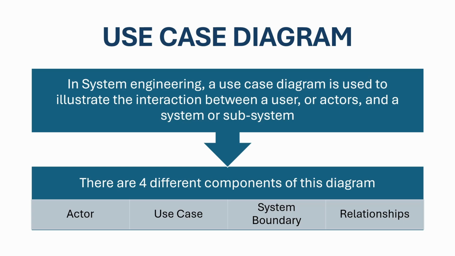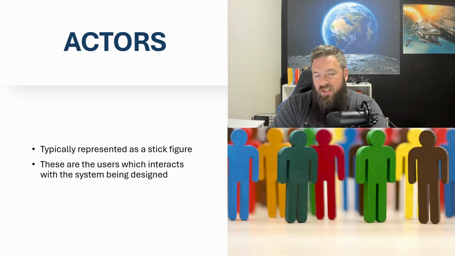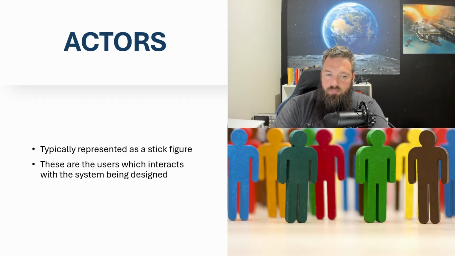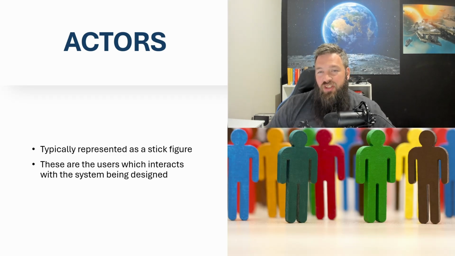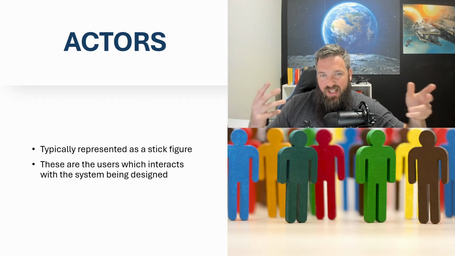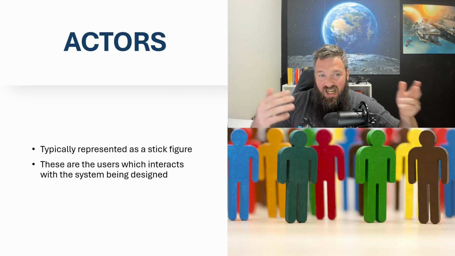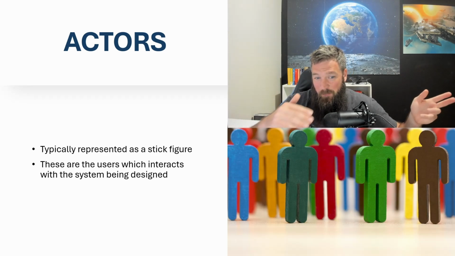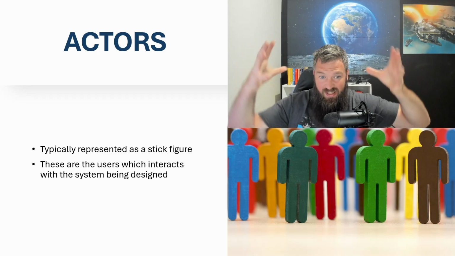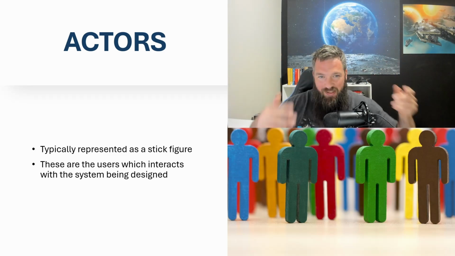There's four different types of components within a use case diagram. We have an actor, we have a use case, we have a system boundary, and we also have relationships. So actors are typically represented as a stick figure inside of the diagram. And these are the actual users that interact with the system being designed. So this can include just the person that's got to use the system. So this can include everybody that's encompassing with it. I'll show you examples when we get there.